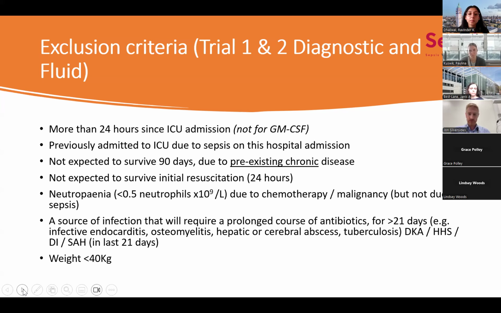Neutropenia if it's due to chemotherapy or malignancy. So that's a very specific population. And if you have an unusual infection that requires prolonged antibiotics, that's an exclusion, as is DKA, HHS, diabetes insipidus, or subarachnoid hemorrhage in the last 21 days.